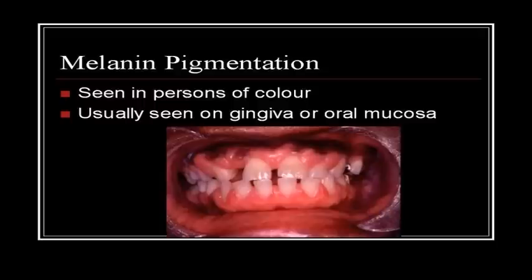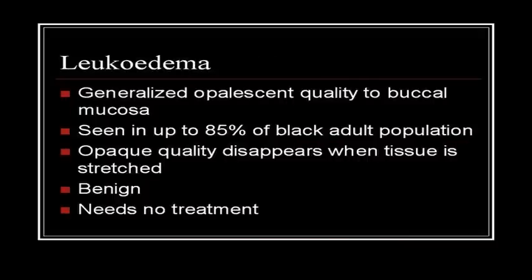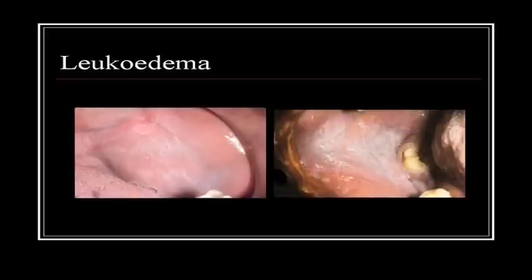The reason it's important to identify melanin pigmentation as normal is that there are some conditions that present, particularly Kaposi sarcoma, for example, with changes to the pigmentation of the gingiva. Leukoedema is another normal condition characterized by generalized opalescent qualities to the buccal mucosa. It's seen in up to 85% of the black adult population. The opaque quality disappears when the tissue is stretched. It is benign and again requires no treatment.